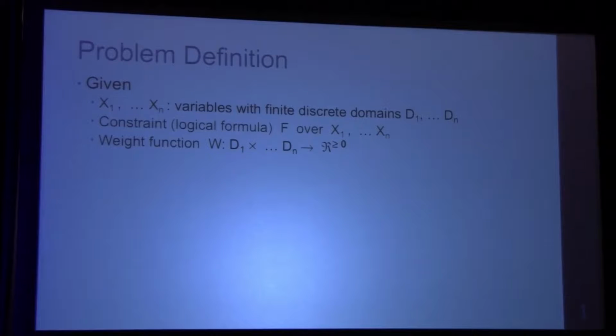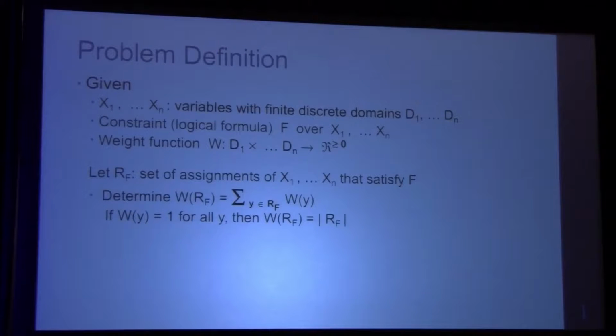So given this, suppose I denote the set of all possible assignments that satisfy the constraint by this notation R sub f. So we're going to use this throughout the tutorial. So it's important to remember, when I say R sub f, it is the set of all assignments of the variables that satisfy the constraint f.